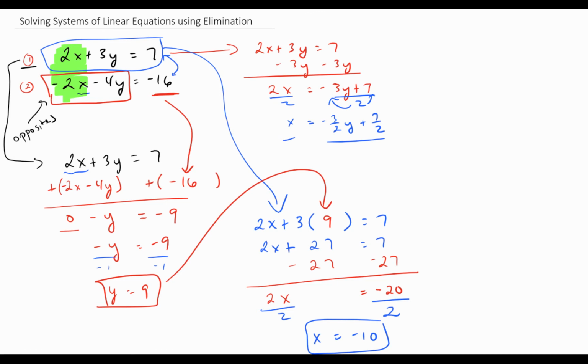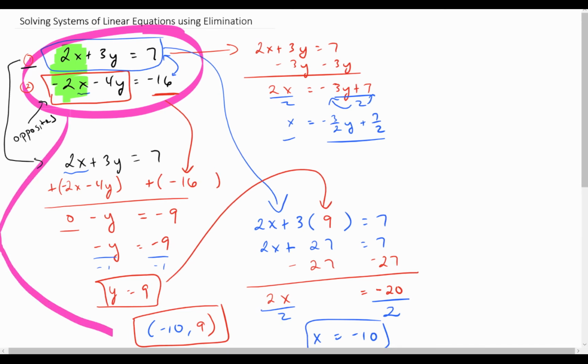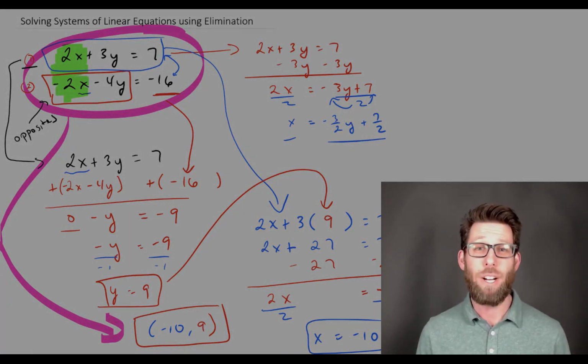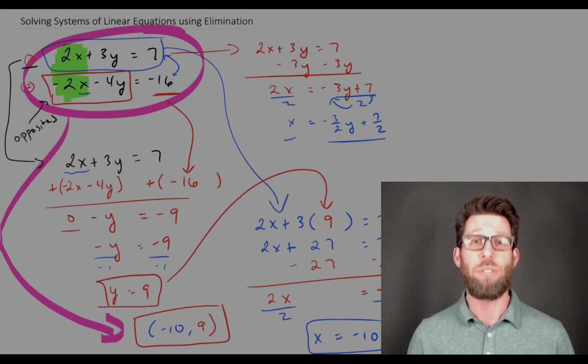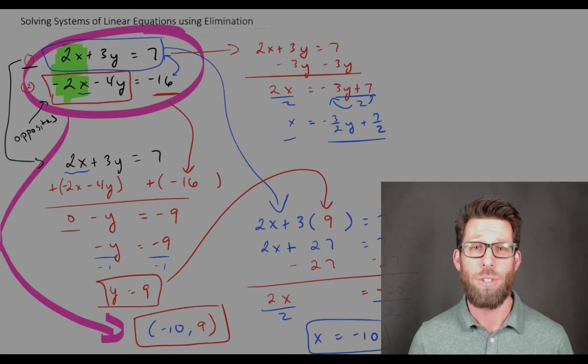As I mentioned before, we are looking for a point of intersection, so we need to write this as a point. And I now know that these two equations share the input and output negative 10, 9, and that's where they will intersect. We now have a secondary algebraic method for solving systems of equations. So we have two tools and we can decide which one's best depending on our situation.